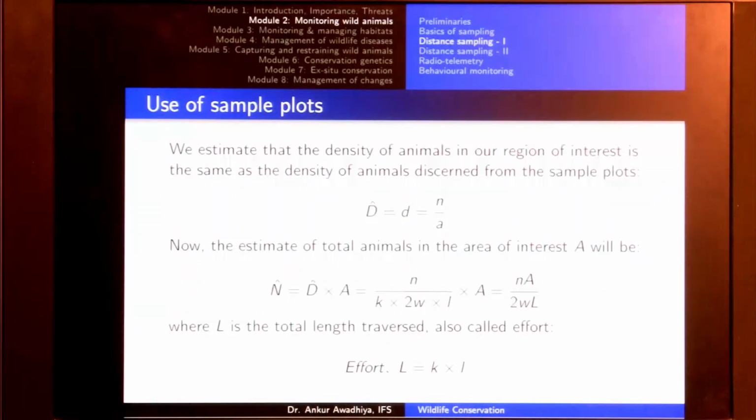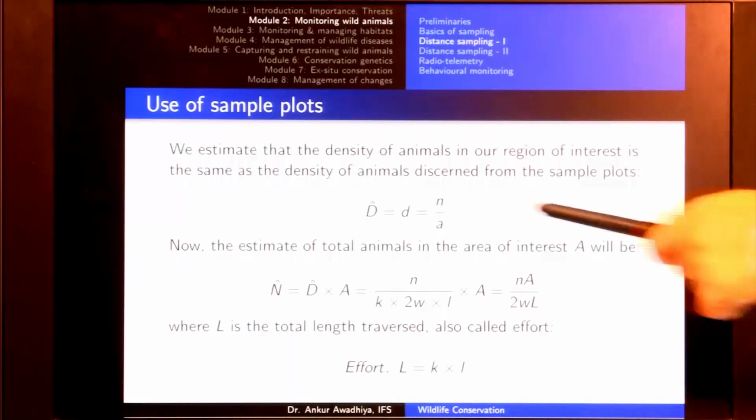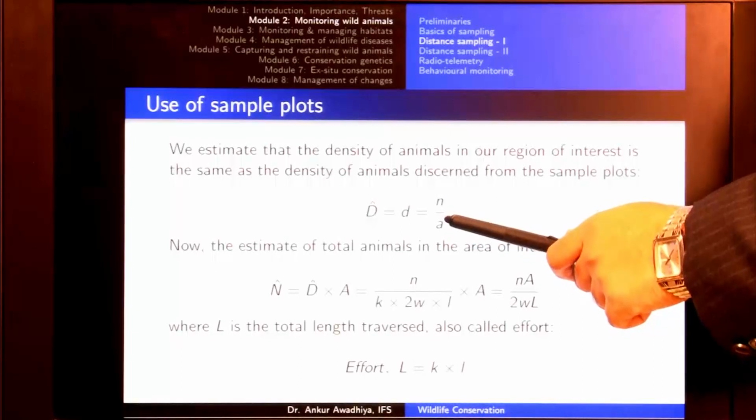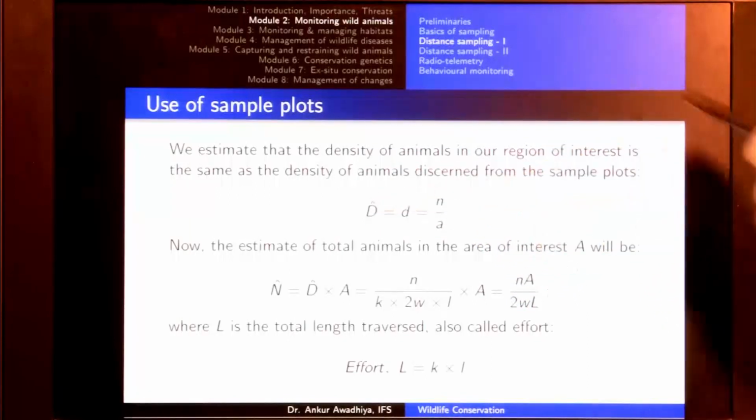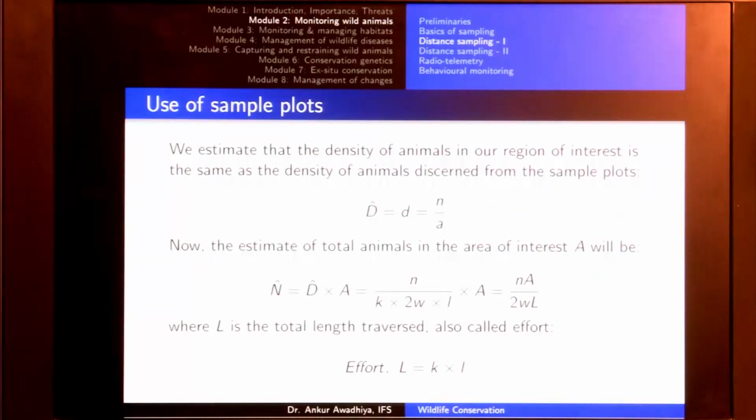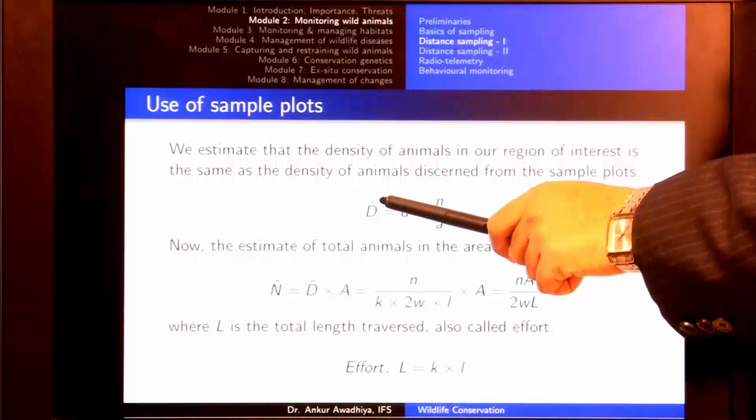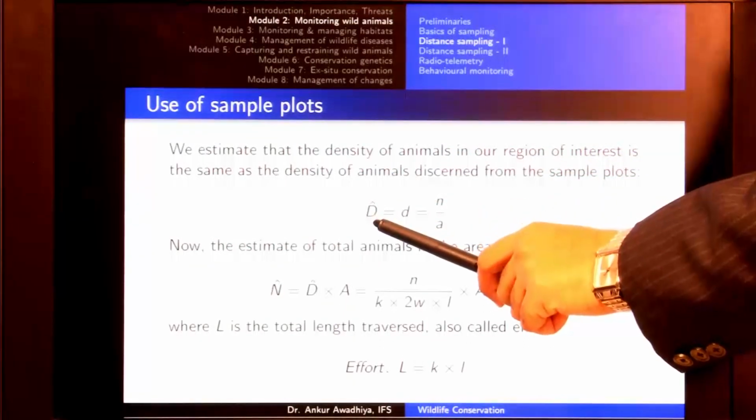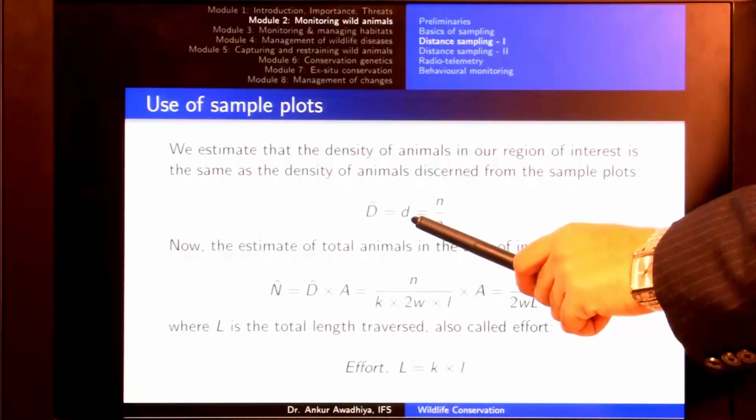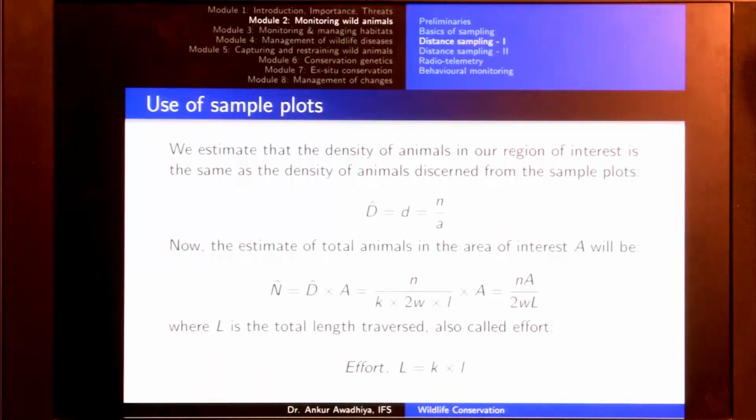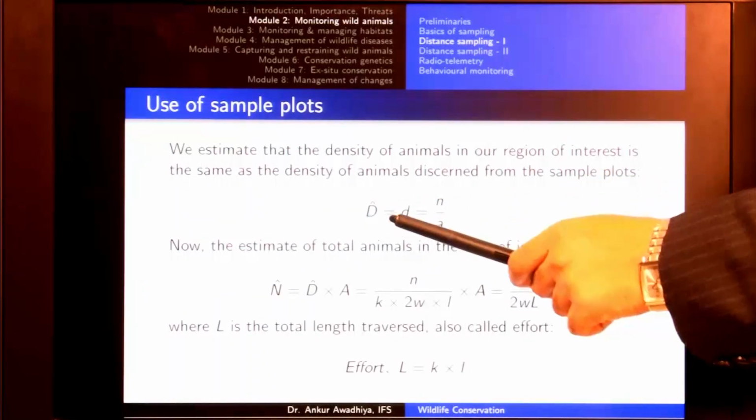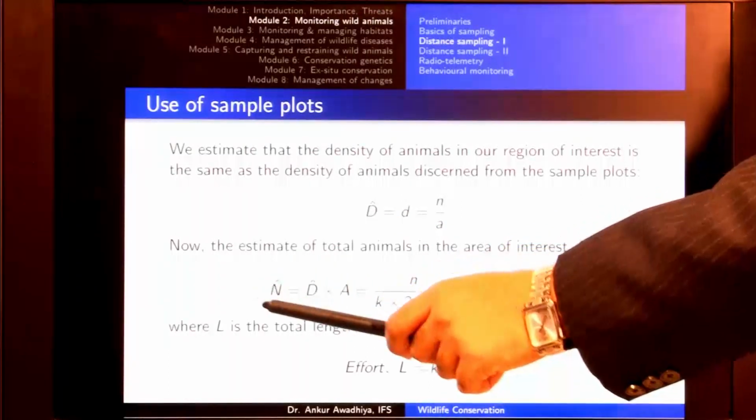Now, when we are doing a strip plot, we say that this density d, which is n by a, is the same as the density of the animals in the whole of the forest, which we represent as capital D with a hat. So, capital D with a hat is the estimate of the density of animals in the whole forest. Just because it is an estimate, we put a hat on top of it. Capital D is because it is representing the whole of the forest, and this small d is because it is representing the strip plots. So, once we take this assumption that the density of animals in the forest is the same as the density of animals in our strips, then we can use this formula to find out the total number of animals in the forest.